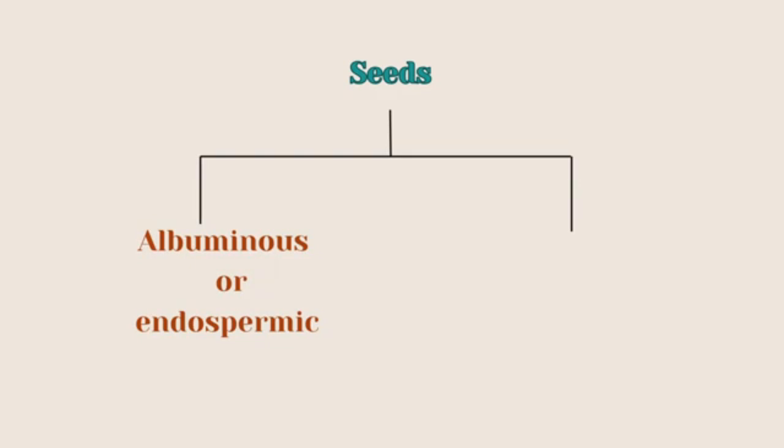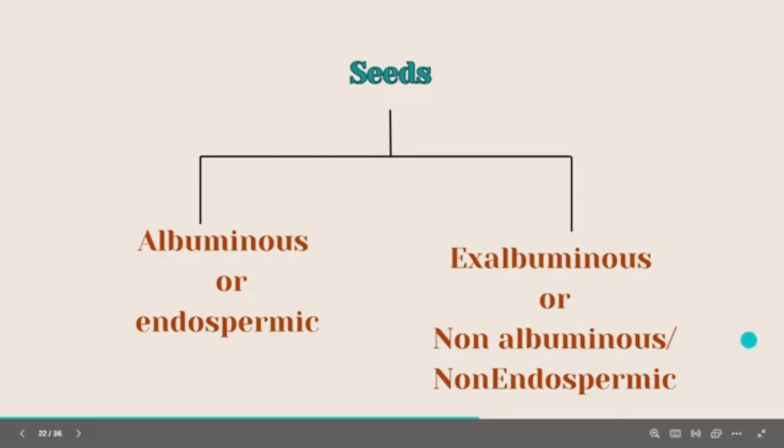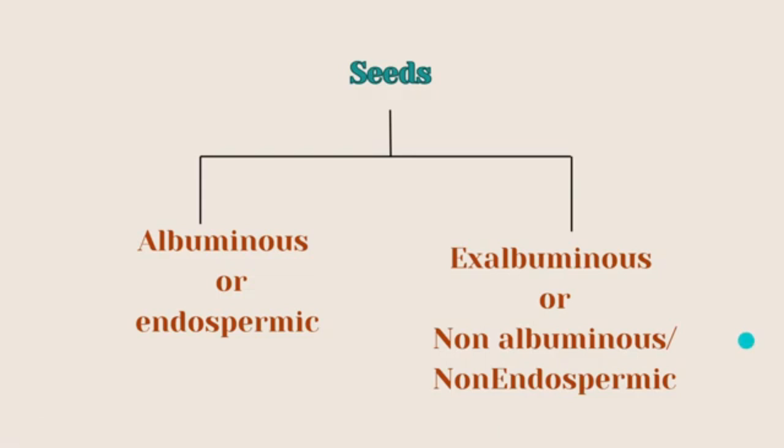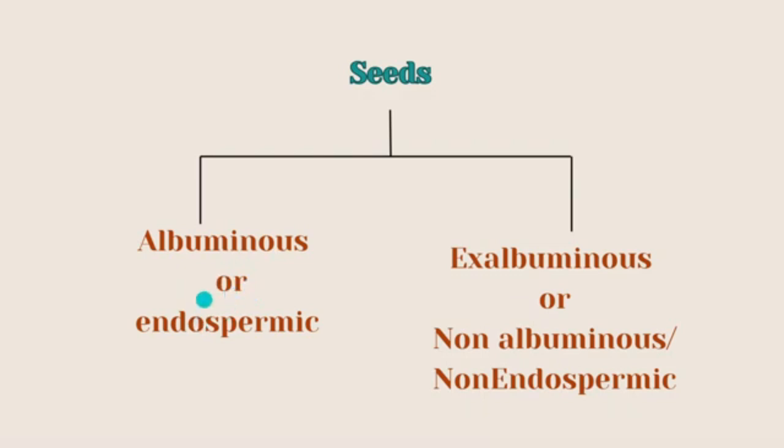seeds. We can also classify seeds based on the presence or absence of endosperm in it as albuminous or endospermic seeds, ex-albuminous or non-albuminous or non-endospermic seeds. As the name suggests, in albuminous seeds, the cotyledons are very thin because the endosperm persists there and it nourishes the seedling during the early stages of development.